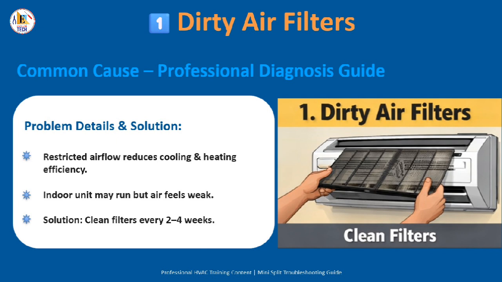What happens? When air filters are clogged with dust, airflow becomes restricted. The AC cannot circulate enough air across the indoor coil. What you notice? Weak airflow from indoor unit. Poor cooling or heating. AC runs longer than normal. Simple solution. Clean filters every 2 to 4 weeks. This small step can improve efficiency by up to 20-30%.